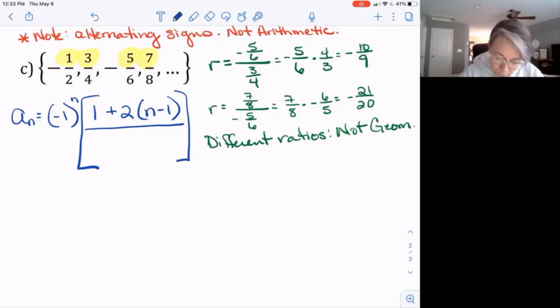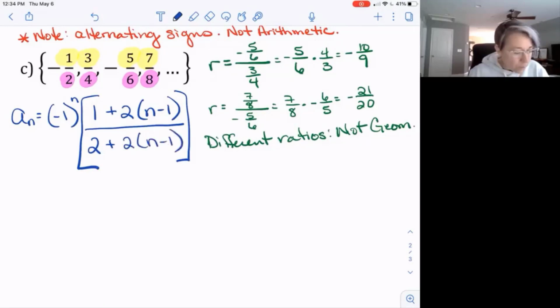Now let's take a look at the bottom. 2, 4, 6, 8. Again, it's increasing by 2 every single time: we add 2, add 2, add 2. So the bottom is also arithmetic. It just starts with a different number. So the bottom starts with 2. It is still increasing by 2 every time. That's our common difference times n minus 1.